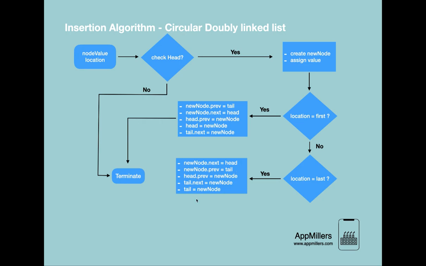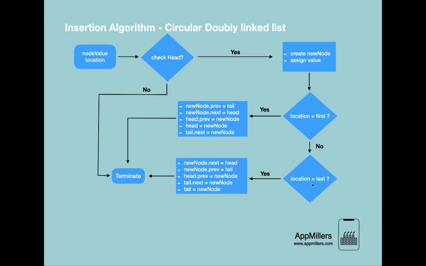Then we need to create a reverse link between first node and new node. So by setting head.previous to new node, we are creating a reverse link between first node and new node. Then we need to create a link from last node to new node. So by setting tail.next to new node, we are creating a link between last node and new node. Then tail has to point to this new node because in this case, new node will be the last node in our circular double linked list. So we set tail to new node. By completing these steps, we are successfully able to insert a new node at the end of circular double linked list.